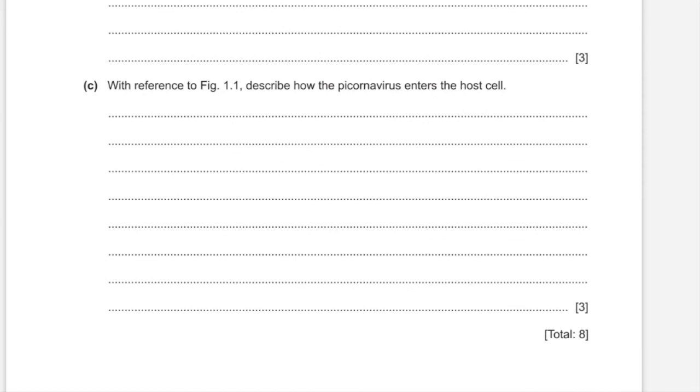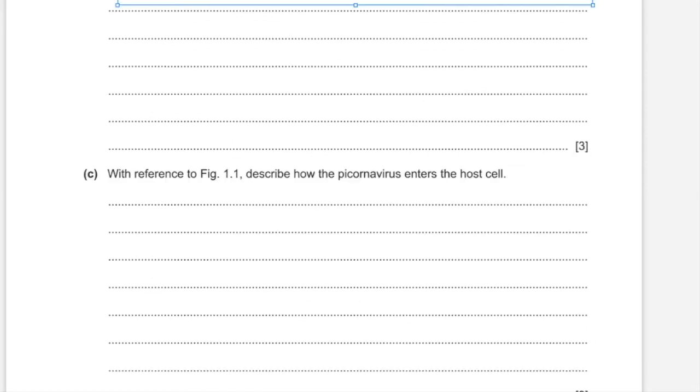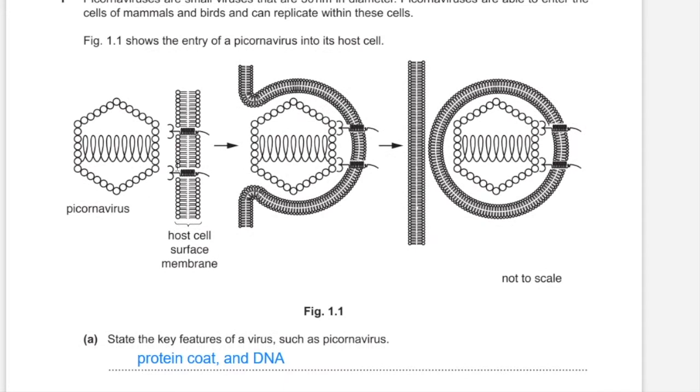C. With reference to Figure 1.1, describe how the coronavirus enters the host cell. So this is the host cell. The interior of the membrane is shown. You have phospholipids, the phospholipid bilayer, and the protein carriers which attach to the coronavirus. These curves in the protein carriers are complementary to the protein coat so that they are able to attach due to their shape and pull this virus inward so that the membrane folds and forms an endocytic vesicle, and that would be the entire process.